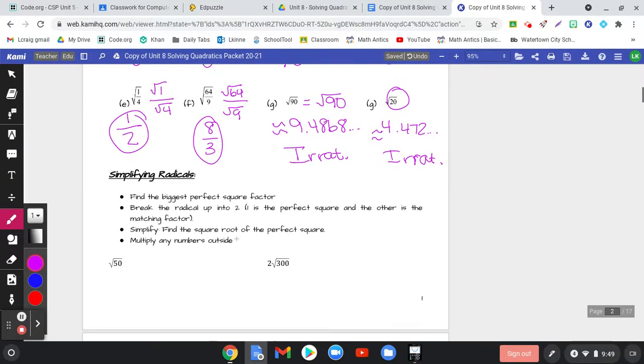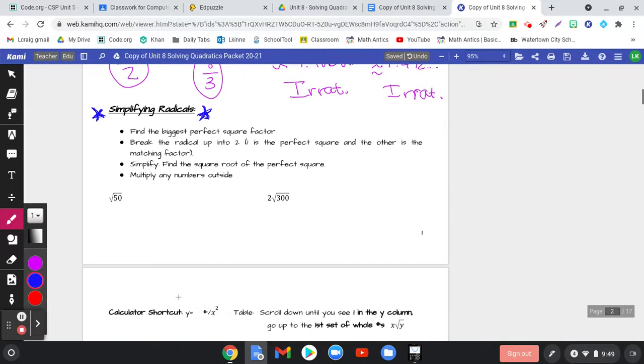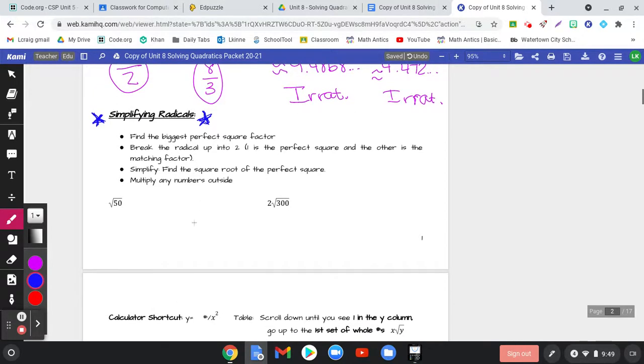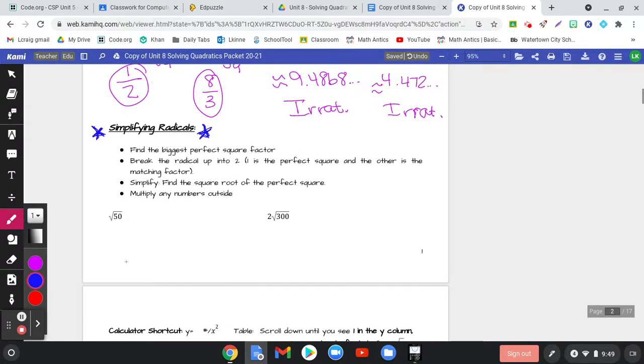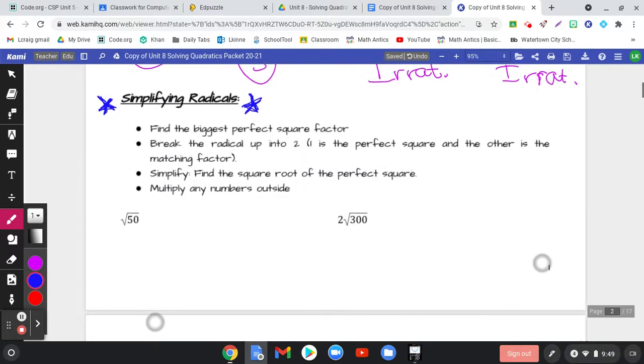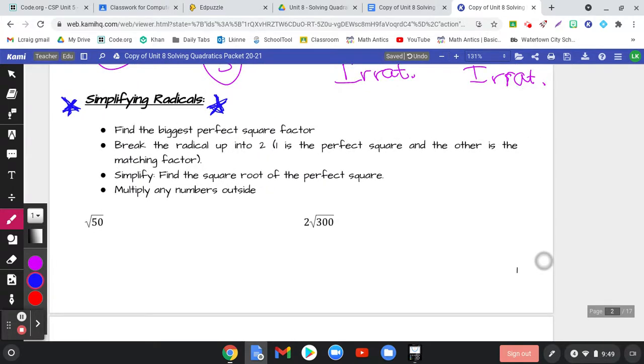Simplifying radicals is important. It's something you'll definitely need in Algebra 2, and actually a little bit in geometry next year. I'm going to go through the steps to do it, but then I'm also going to show you a shortcut in the calculator, which works. Sometimes I find it's faster to just do it by hand, but the calculator will give you the right answer every time. And I'll save that for the next video.